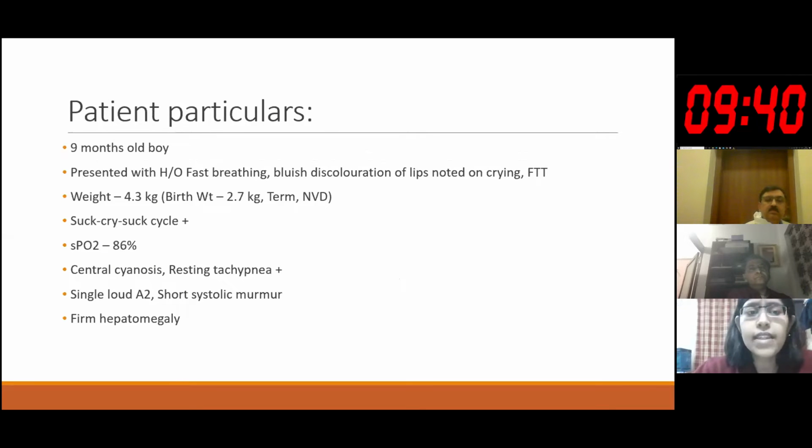This was that of a 9-month-old boy who came to us with a history of fast breathing. The mother described a cyanosis that she had noted when her child cried. There was a definite failure to thrive, and the baseline saturation was 86%, and there was clear clinical evidence of increased pulmonary blood flow. The child was tachypnic at rest and had hepatomegaly.